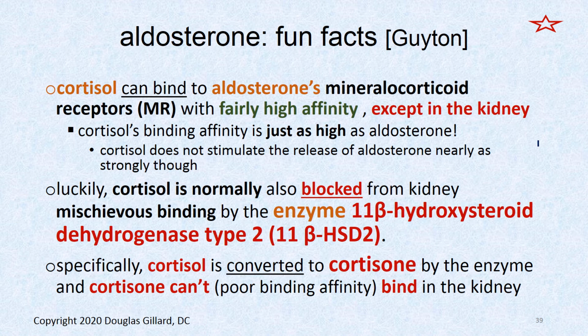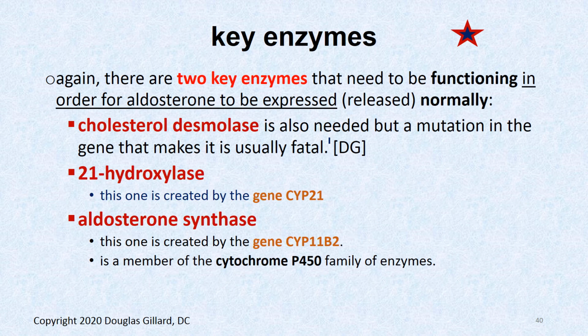So let's talk about that. In the kidney, there's a gene turned on in all those cells that creates an enzyme called 11-beta hydroxysteroid dehydrogenase type 2. Whew, that's a big one. Let's just call it 11B HSD2. That will grab any cortisol that wanders into the kidney tissue and convert it into cortisone. And cortisone has terrible ability to bind to aldosterone's receptors. It just can't do it. So therefore, in the kidney, the only thing that really is working is aldosterone.